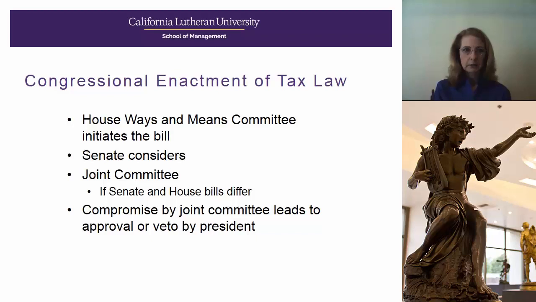Now, tax law comes into existence the way any other law of the land does. A bill will originate in the House Ways and Means Committee, and then it goes to the House. If the House passes the bill, it goes to the Senate. The Senate considers that bill, may make some amendments, may pass a different bill. If the Senate doesn't pass the exact same bill, then the Joint Committee is charged with working out the differences. Once the Senate and the House approve that same bill that the Joint Committee has worked out, then the bill goes to the President for either approval or veto, just like any other law.